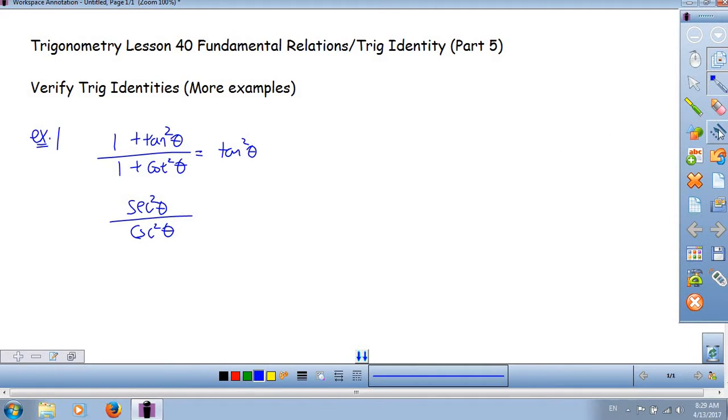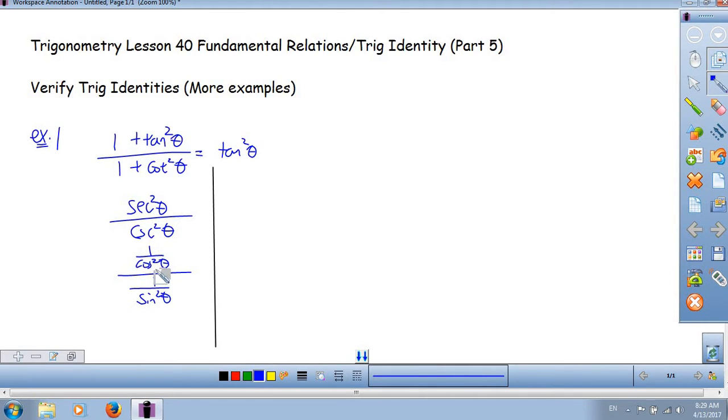I forgot to draw a line here just to separate them. Alright, so secant square theta and cosecant square theta, and both of them can be written in terms of sine and cosine. Remember? Secant is 1 over cosine, so secant square is 1 over cosine square. Cosecant square is 1 over sine square.